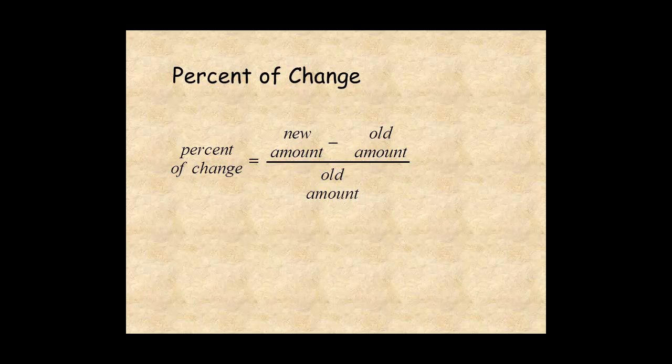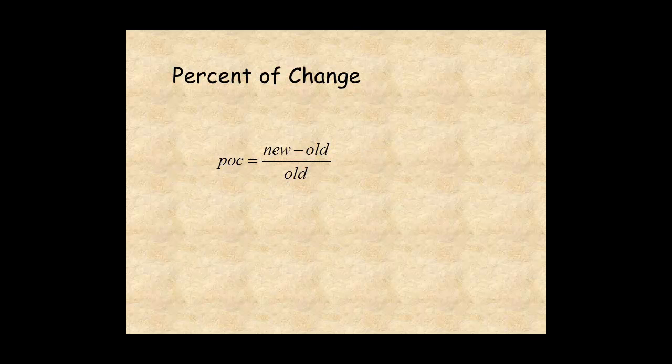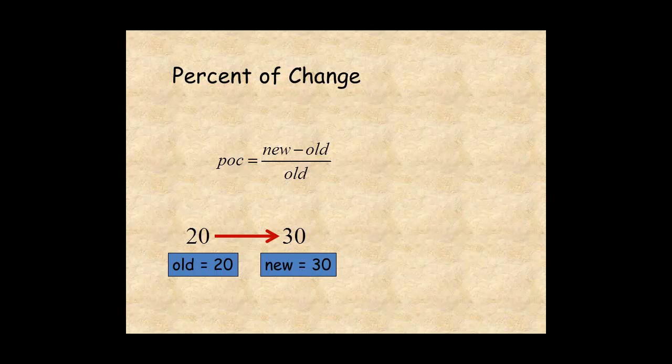To save space, it's abbreviated this way. Percent of change equals new minus old divided by old. For example, if a quantity changes from 20 to 30, 20 is the old amount. 30 is the new amount. So the percent of change is 30 minus 20 divided by 20, which is 10 over 20, and you get 0.5, or a 50% change.